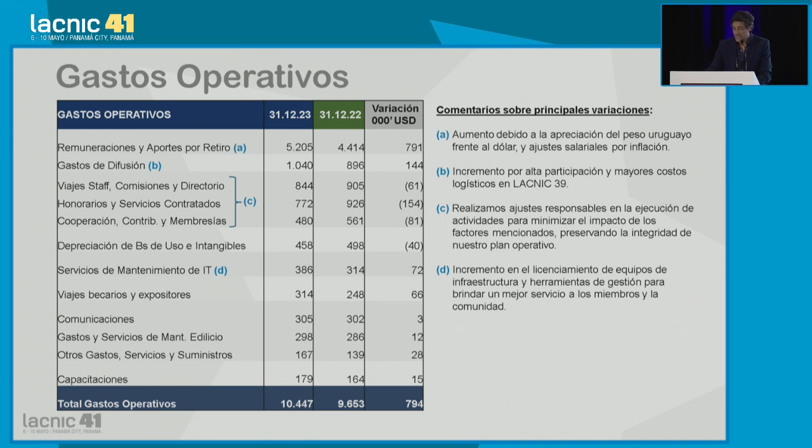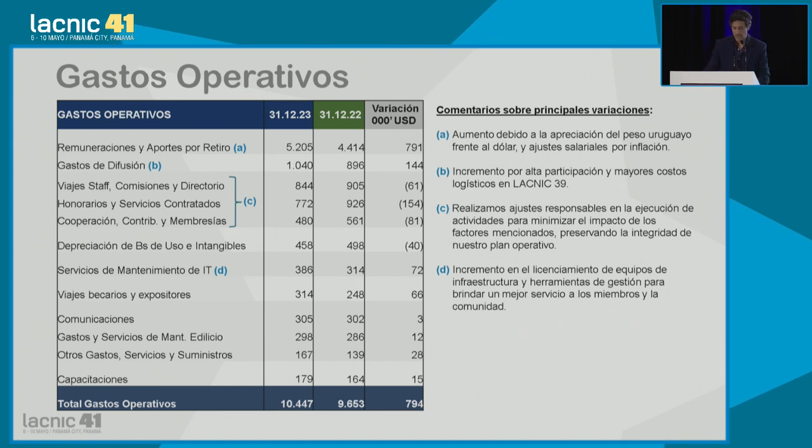Regarding operational costs, the main increase is in the remunerations, mostly as a result of the legal increase that is mandatory in Uruguay and the dollar-peso exchange rate. Most of the remunerations to the staff are in Uruguayan pesos. Dissemination expenses, there was a record number of participants and an increased amount of expenses in terms of logistics at the Merida event.